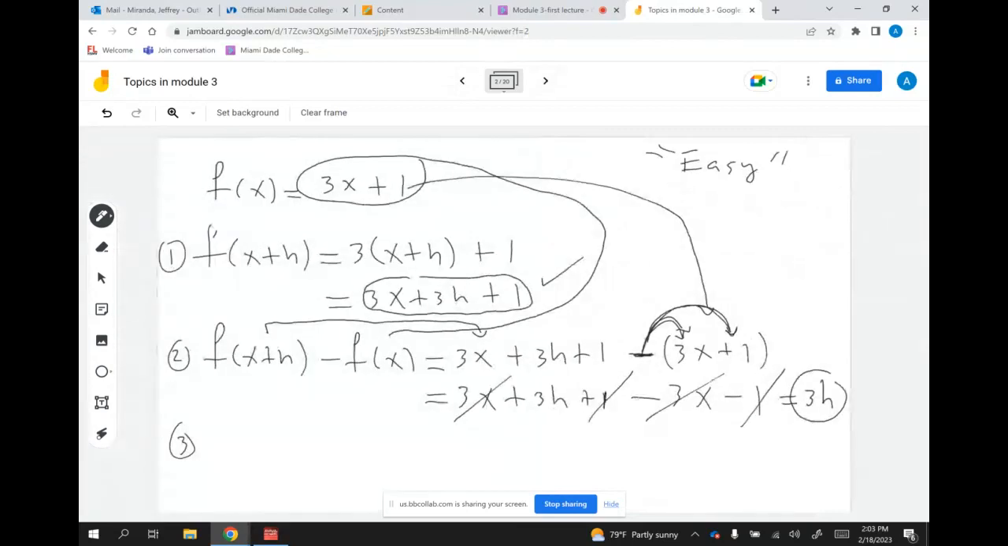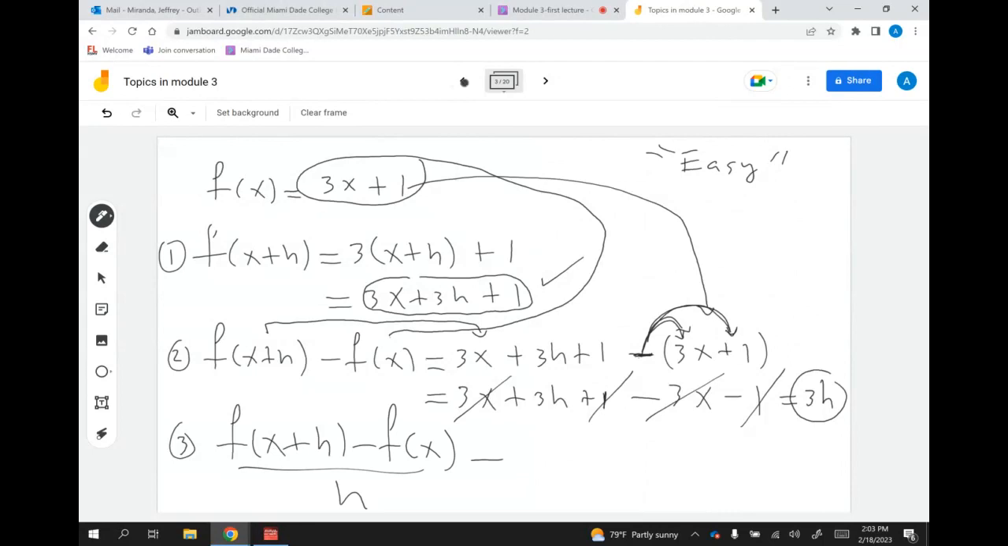So let's do that. I'm going to rewrite it again. It will be wise to keep writing this again and again and again until you get used to it. So what is my numerator? All of this. That came out to be equal to 3h. Now I'm going to divide by h.